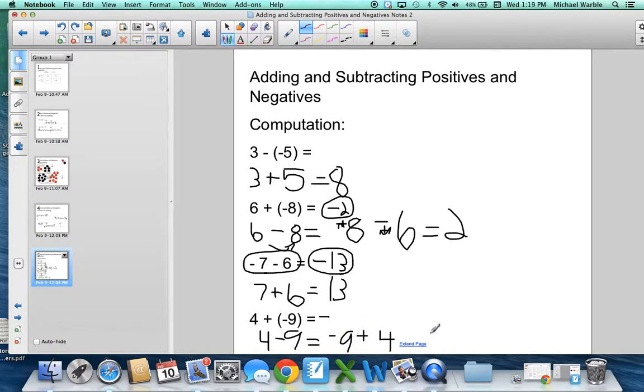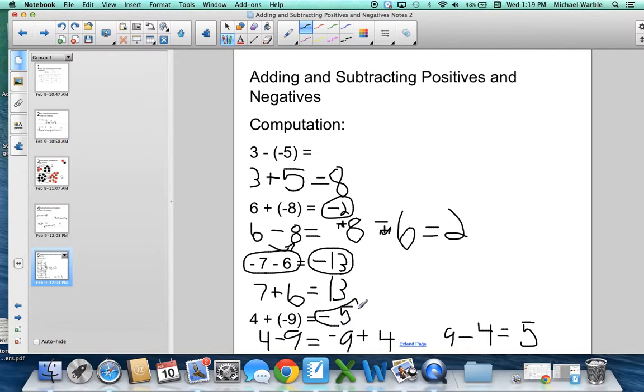So I can go ahead and think to myself, all right, well, what's 9 minus 4? I'm using that inverse model again. 9 minus 4 equals 5. Well, all the while, I've already determined that this has a negative value, and so I take 9 minus 4 equals 5, and I give myself an answer of negative 5.